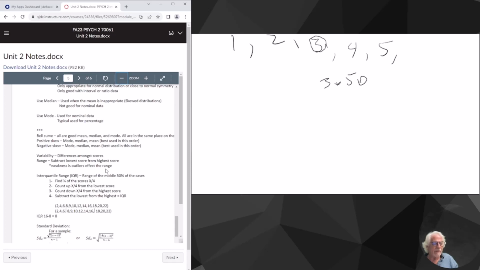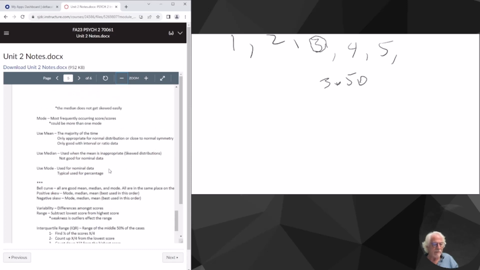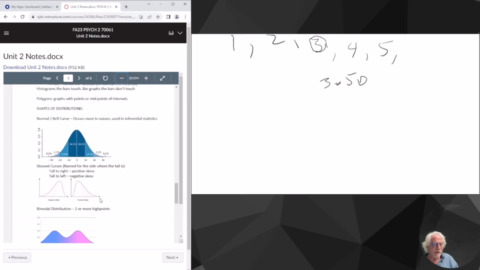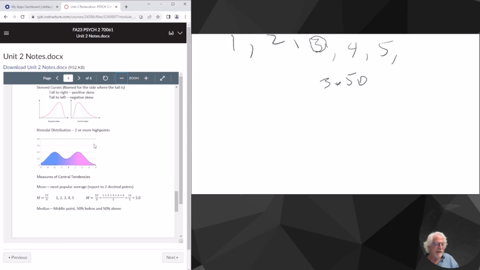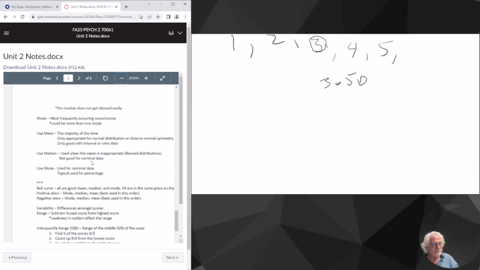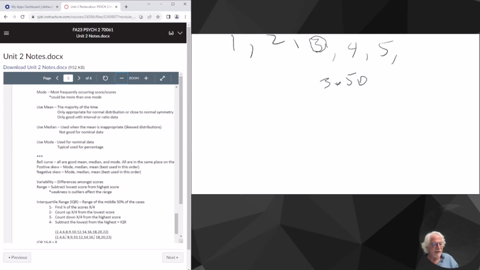The weakness with the range is outliers. And remember, I talked about that. I'm going to go back to that. We call these people outliers because they're way far away from the group. Right? So they're outliers. The definition is pretty self-evident, right? They lie outside of the group. And so outliers can affect the range, right?